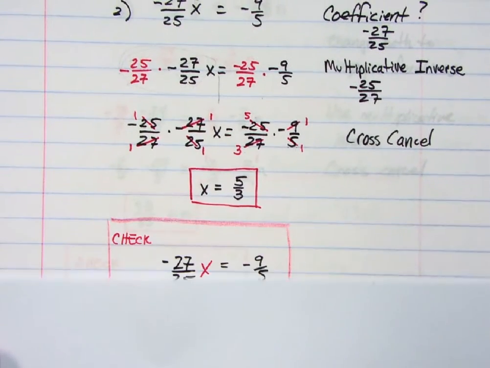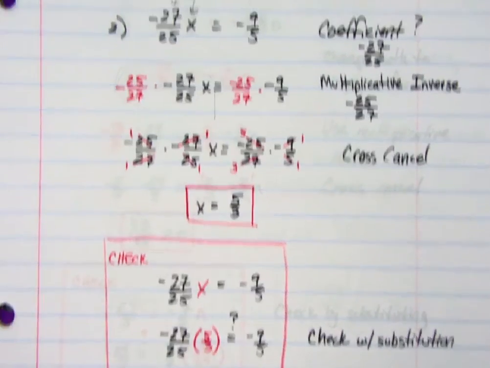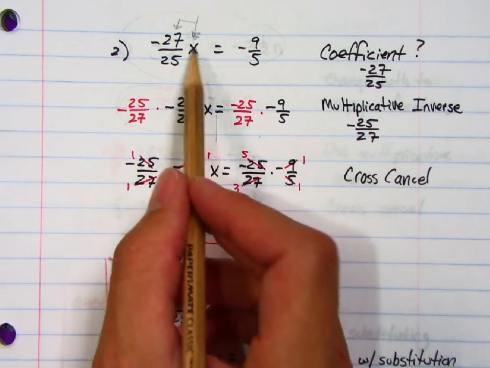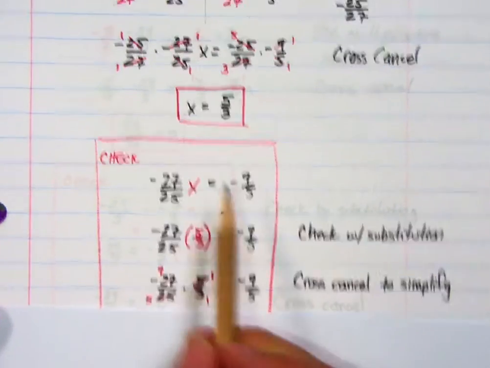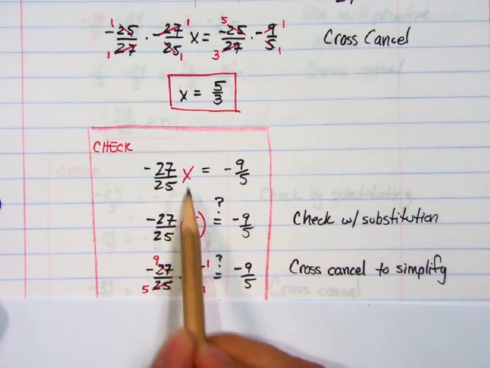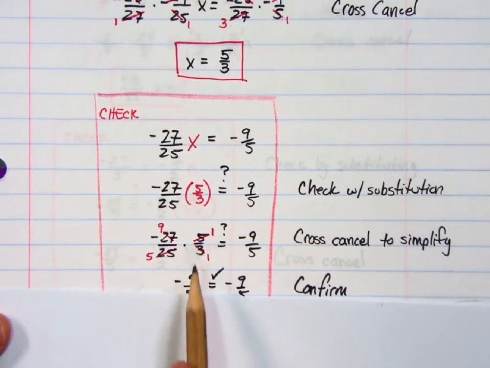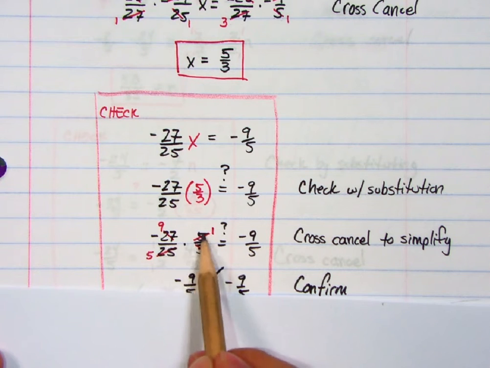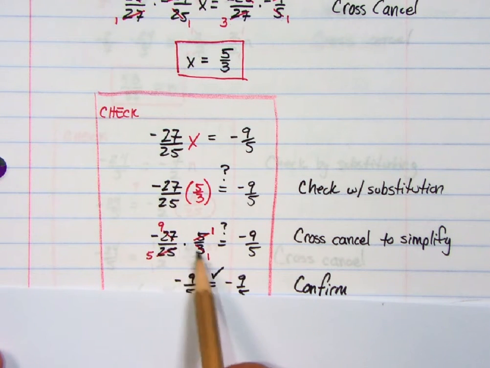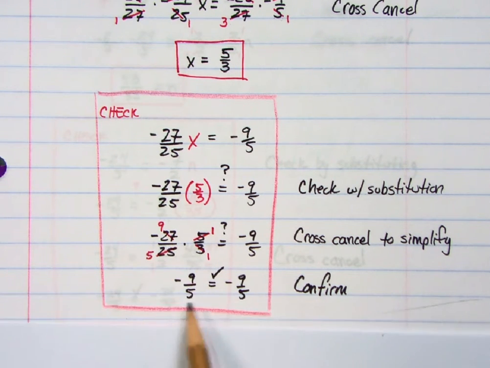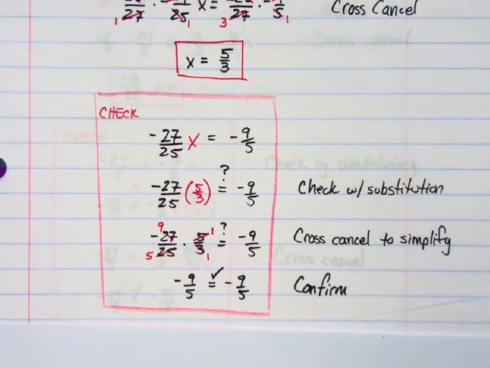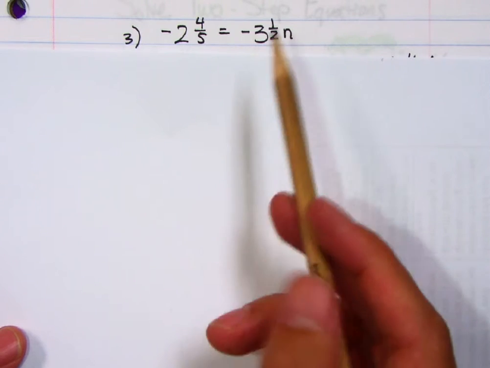So if 5/3 is my answer, I want to check to see if I was right. The original question, I take that and I plug in the answer. So here's the original question. I plug in for x what I think the answer is, 5/3. I have to do some multiplying here. I'm going to cross cancel the 5 and 25 and 27 and 3. Make that smaller. And sure enough, I get my final answer there. Okay, let's try one last one.